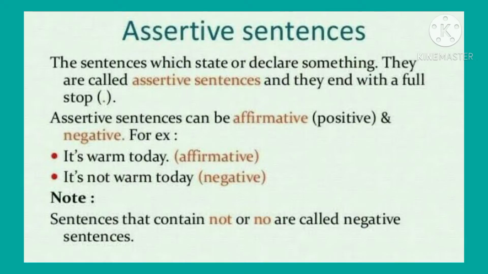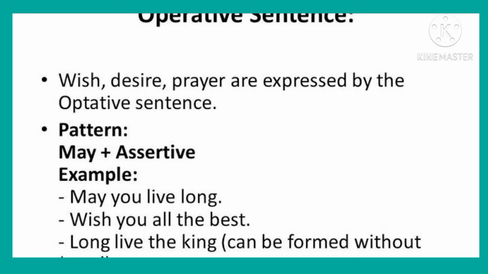Now let's read assertive sentences. The sentences which state or declare something are called assertive sentences and they end with a full stop. Assertive sentences can be affirmative, meaning positive, and negative. For example, it's a warm day today, affirmative. It's not warm today, negative. Note: sentences that contain not or no are called negative sentences, while sentences without not or no are positive sentences.